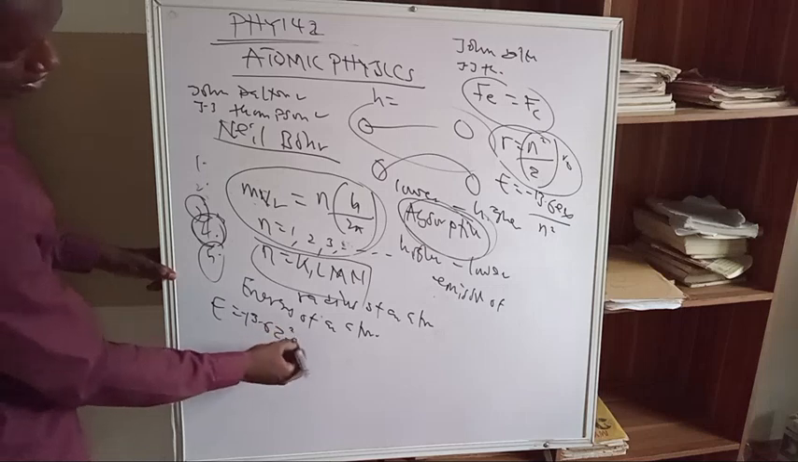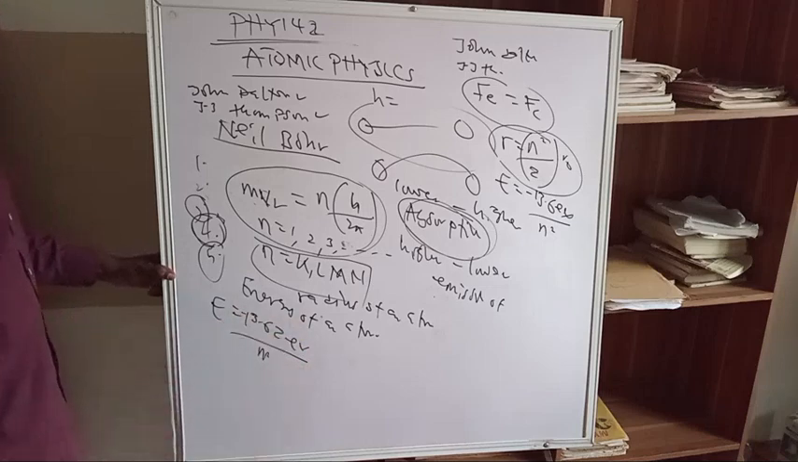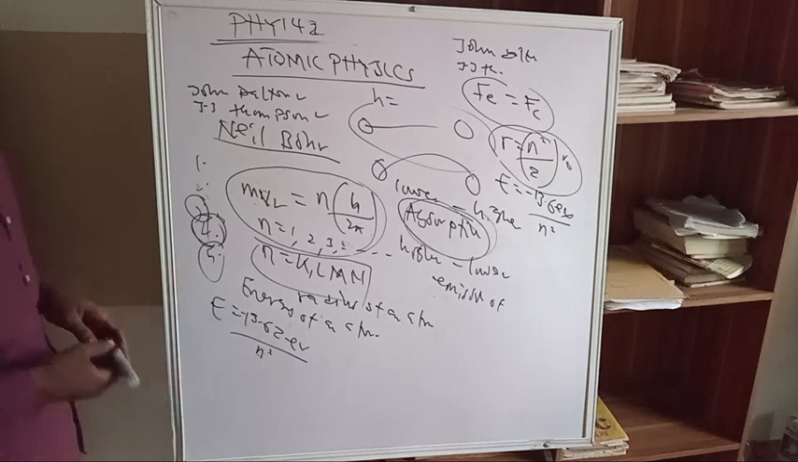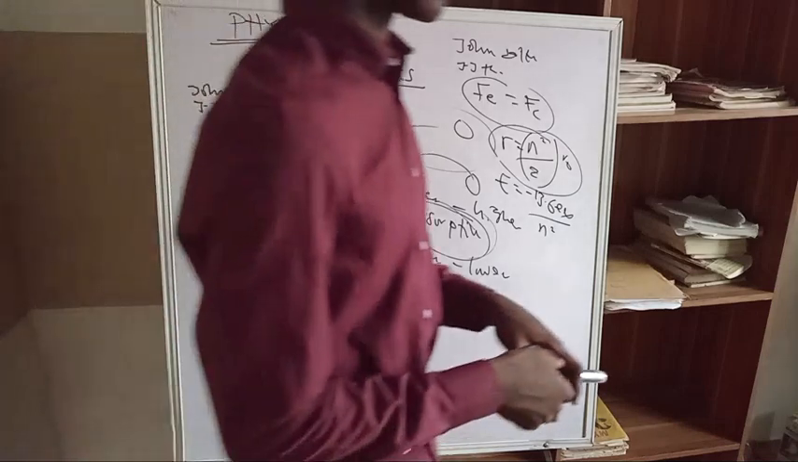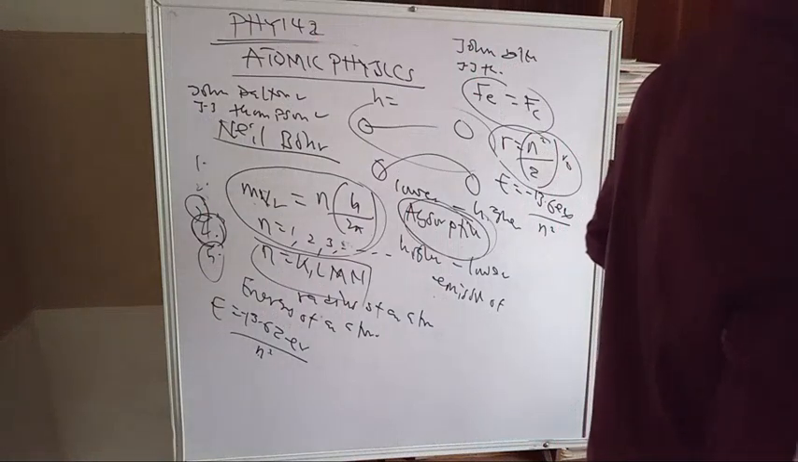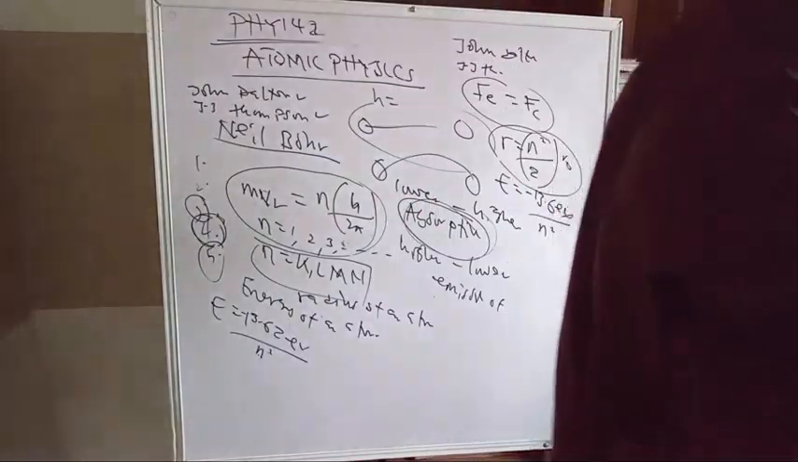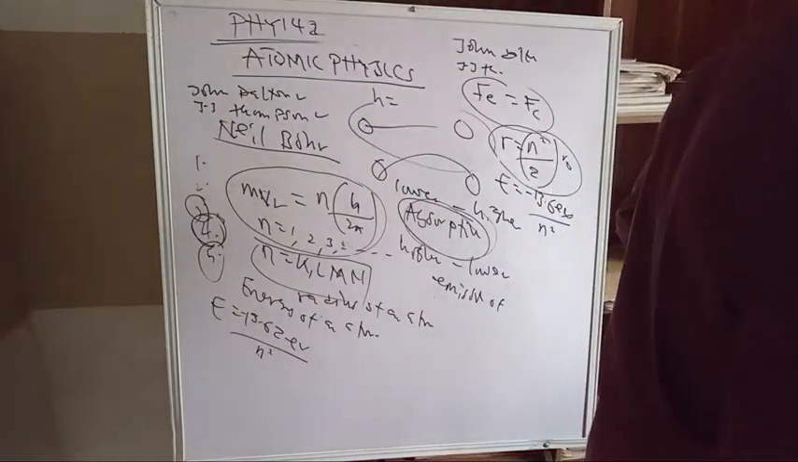z squared, then EV over what? Over n. Alright, over n squared. Okay, so you can use any of those two formulas to calculate for energy and for radius of an atom. So you can use that to determine it.